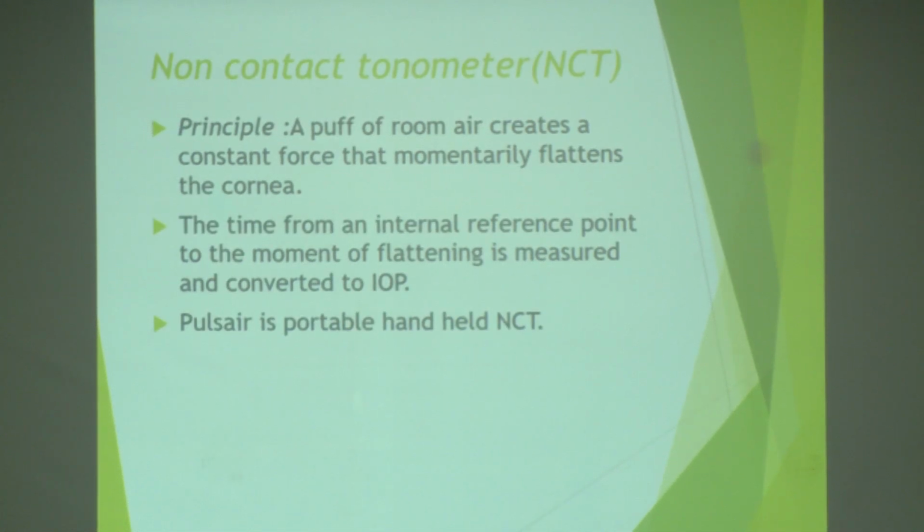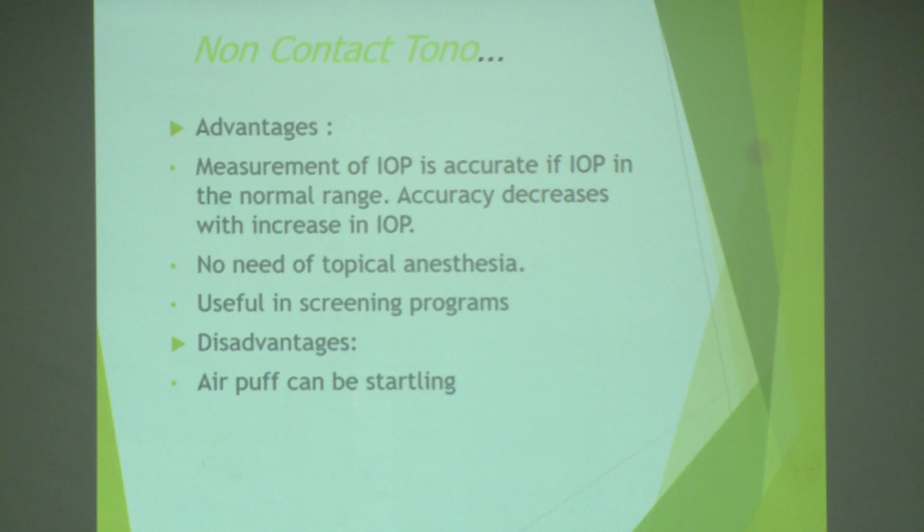Now coming to the NCT, it is based on the principle that a puff of room air creates a constant force that momentarily flattens the cornea. And the time from an internal reference point to the moment of flattening is measured and converted to IOP. It is useful in screening programs, and a disadvantage is that the air puff can be startling.